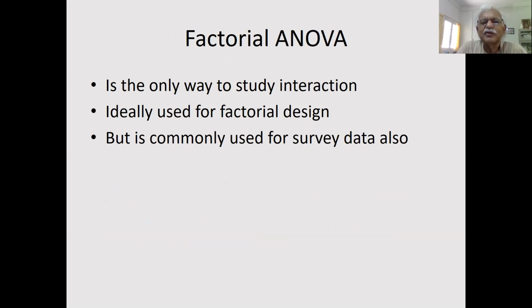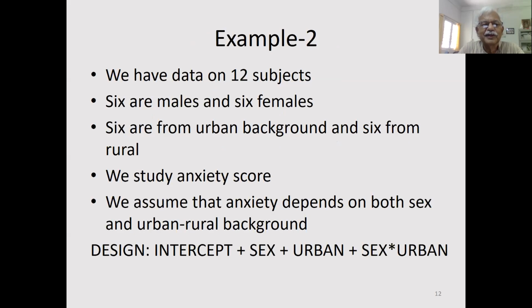There is a special version of ANOVA which is called factorial ANOVA. This is a way to study interaction and ideally used for factorial design, but is commonly used for survey data also. We are not spending much time on factorial ANOVA in this presentation, though a simple illustration of the potentialities of this kind is given here.